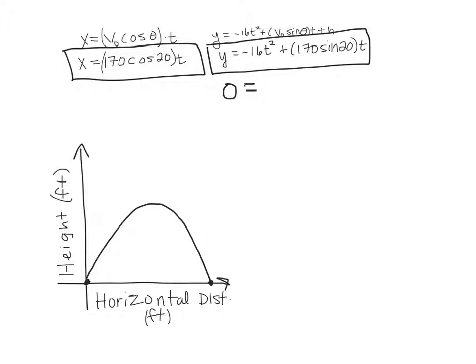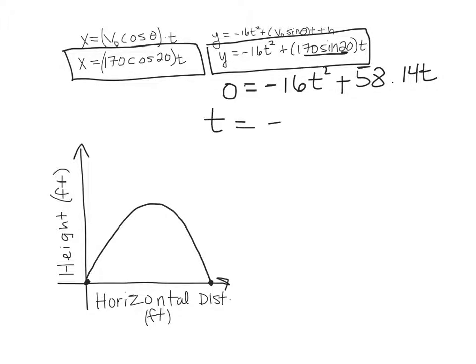0 equals negative 16 t squared plus 170 sine of 20 times t. We'll just set that equal to 0. And I just like to get an estimate here. This 170 times sine of 20 is approximately 58.14. So 58.14 t, and then I don't have any initial height. So solving that, we can just use the quadratic formula.